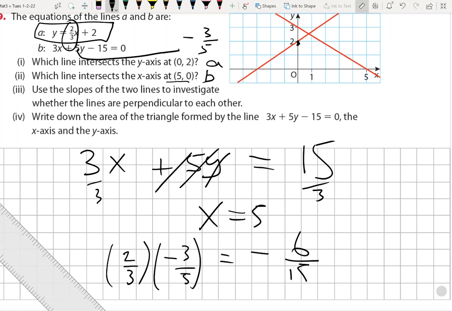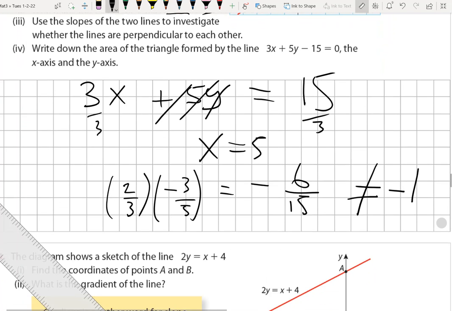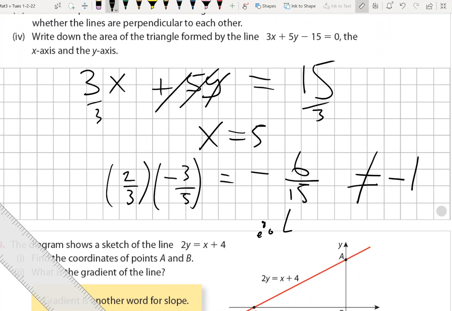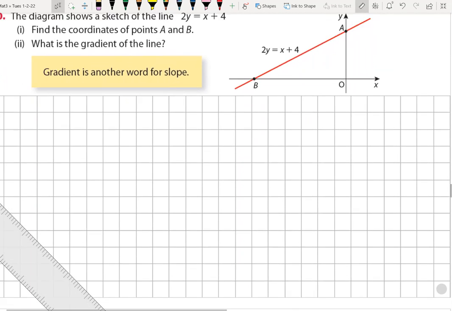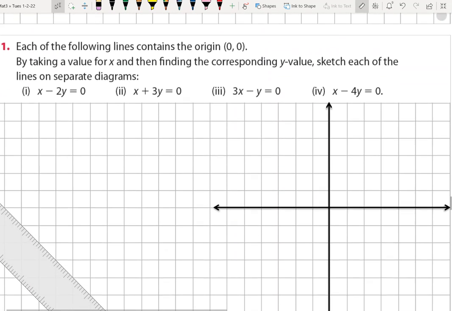And then what can we say about that? Well, we can say it's not equal to minus 1. So we have clear thinking here. Therefore, lines not perpendicular. Number 10 is one we could do in class. We mightn't have done it in class yet, but we could do it in grant. Up to 11.